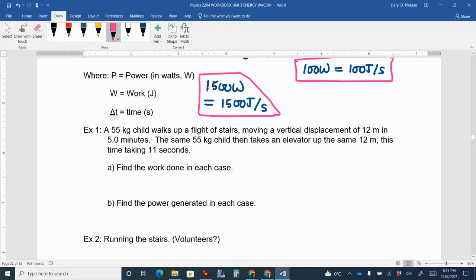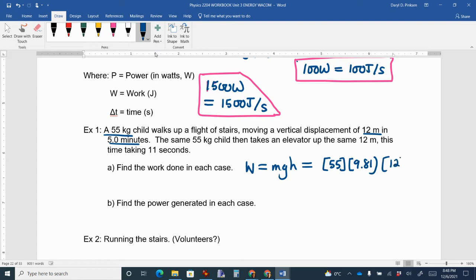A 55-kilogram child walks up a flight of stairs, moving a vertical displacement of 12 meters in 5 minutes. Well, let's do the first example here. The work done would be mgh. When you're lifting a mass through a gravitational field, the work done is your mg, that's the weight. And then the height here is 12 meters.